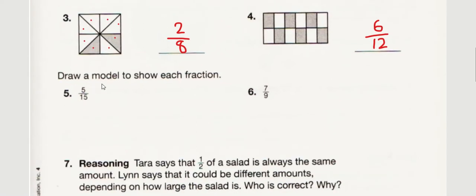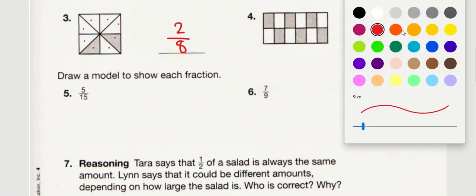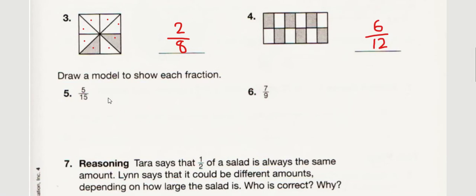Okay, now we need to draw a model for each fraction shown here. We have some fractions here and we need to draw a model for each fraction. So you can choose any shape to draw and then divide it into the number of parts that is given in the denominator. Okay, I'm going to try to draw a circle. Here it is. I'm trying to draw a good circle.